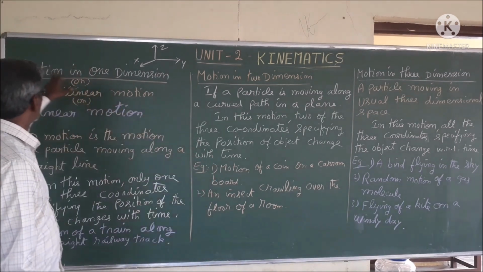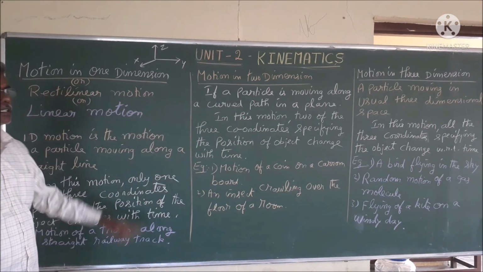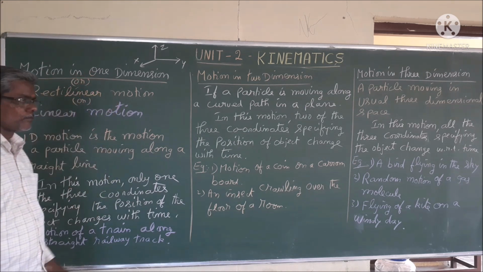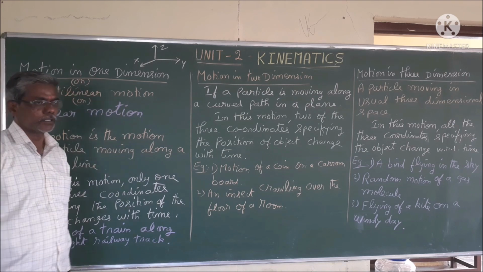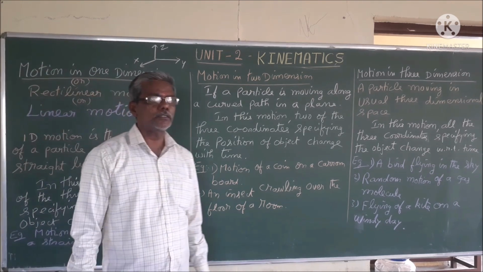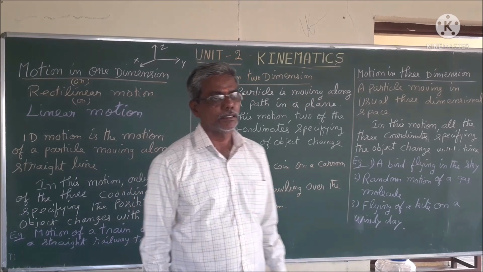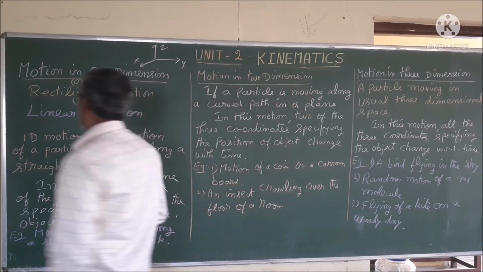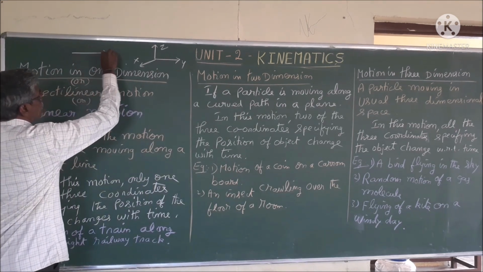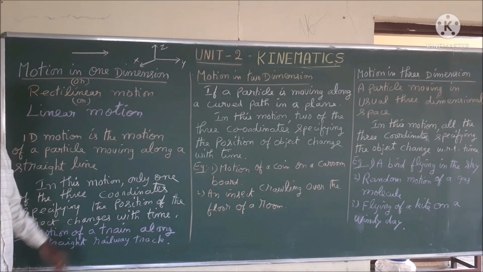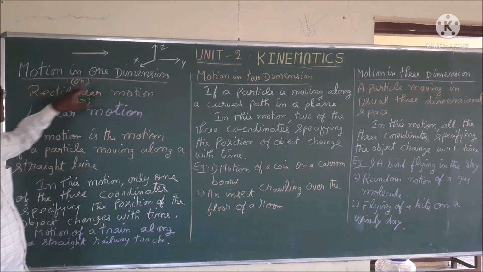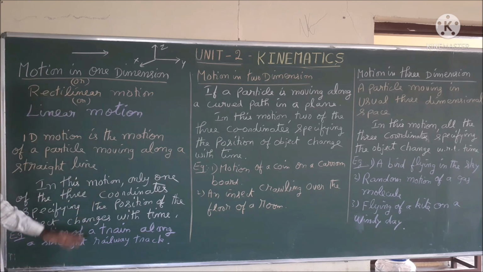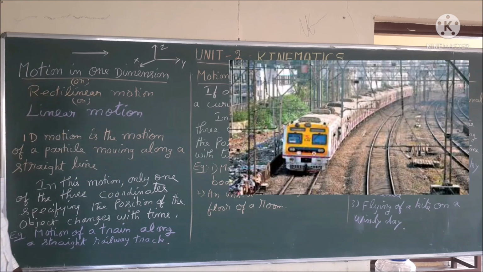Now we will see motion in one dimension. It is otherwise called rectilinear motion or linear motion. What is linear motion? If the object moves in a straight line, then I can call it linear motion. Here, one dimension means it will move only in one coordinate. It may be x or y or z. It will move only in one coordinate, then it is called motion in one dimension. Example, a train moves on a track in a straight line.